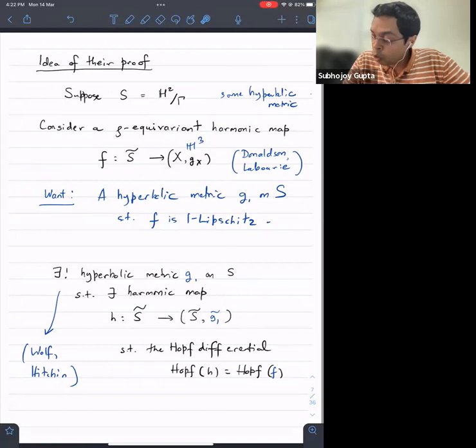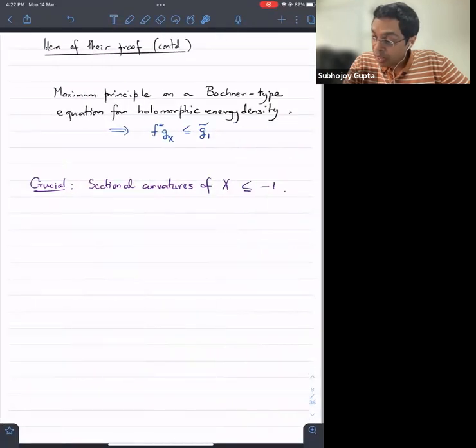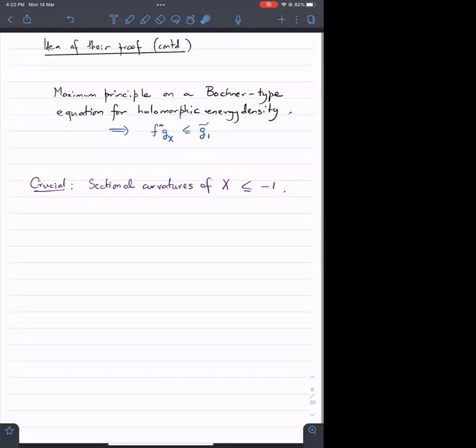Both of them have the same Hopf differential. They satisfy a Bochner type equation for the holomorphic energy density, in which one of these coefficients is identical. That's just the coefficient of the Hopf differential, and you can play around with that and show that there is this inequality. Once you have that, that's what gives you the one Lipschitz property of F, with respect to this new metric.